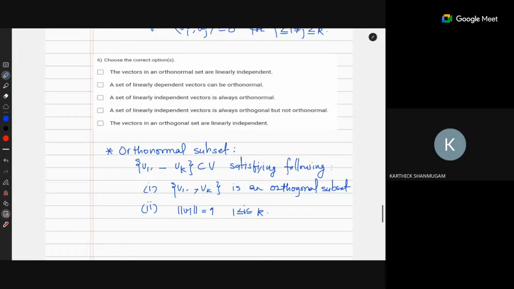The first one is correct, right? The second one has to be wrong. Linearly independent vectors are always orthonormal? No, this is also wrong, the norm needs to be 1. A set of linearly independent vectors is always orthogonal, but not orthonormal? Not always, so it's wrong. The vectors in an orthogonal set are linearly independent. That is true. So these two options are good.